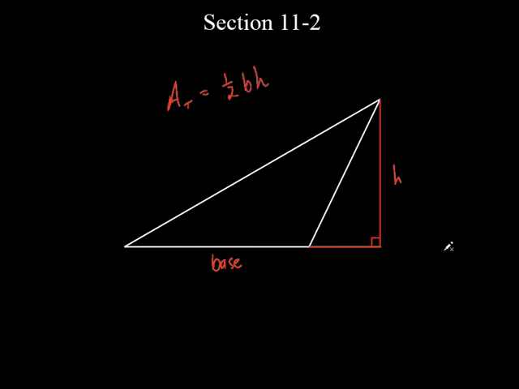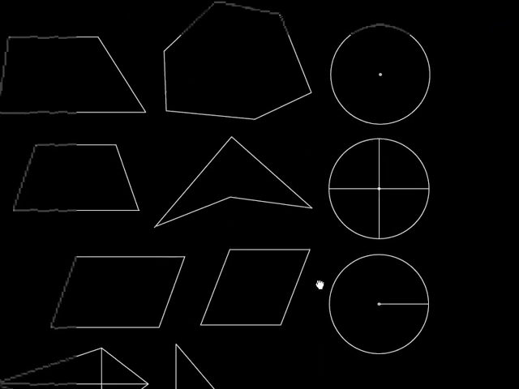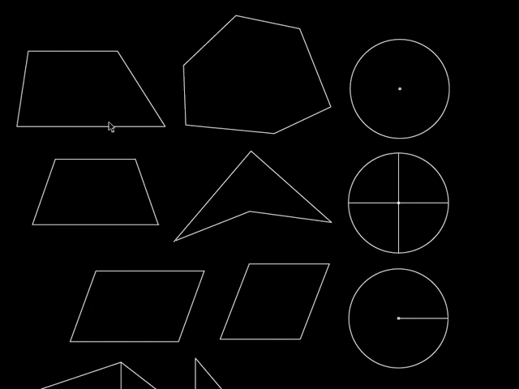Agreed? All right. So what we're going to do today is another area, but it's not a triangle. It's something that we've discussed before. Very good. It's a trapezoid, and I think I might have a trapezoid somewhere. Let's do that trapezoid.